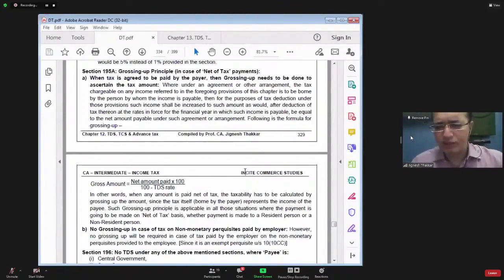So whenever the payer is paying money to the payee, and it is agreed that the tax amount will be paid by the payer, in that case the amount paid to the payee would be considered as paid after deducting TDS. So reverse calculation is required to be done. The amount paid to the payee is considered to be the net amount after TDS, so reverse calculation will be done and the gross amount will be ascertained.